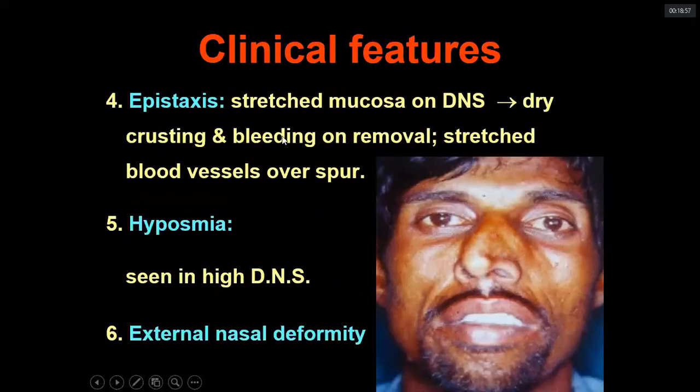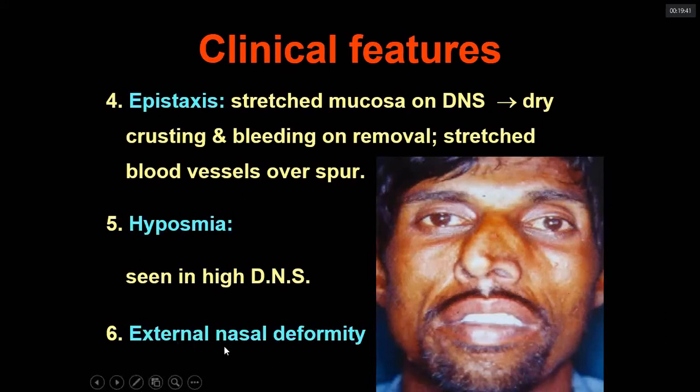Similarly, epistaxis. Okay, so whenever there is the deviation or the septal spur, the mucosa over the deviated part is stressed, and because that is stressed, there is dry crusting and bleeding on removal. And similarly, if the blood vessels are stressed over the spur, then there is more tendency for them to bleed. Similarly, hyposmia, okay? It is seen in the high DNS, not anteriorly, because the olfactory epithelium is around this area. So if there is a high DNS, that will obstruct the flow of air towards the olfactory epithelium, and then there will be hyposmia.